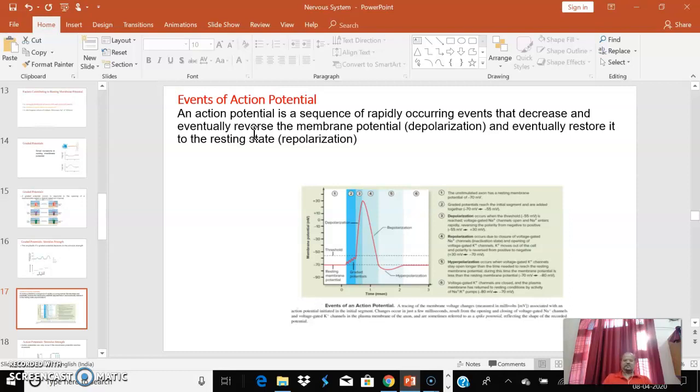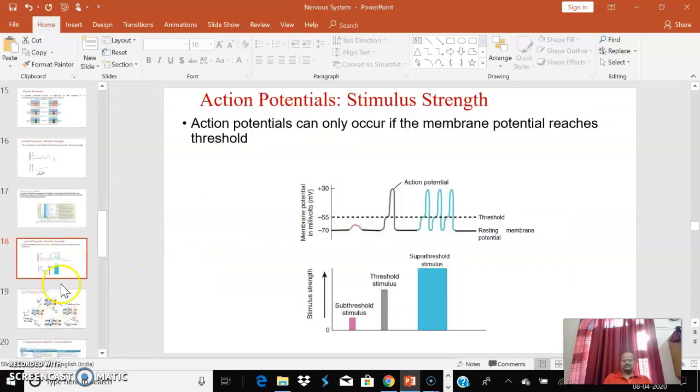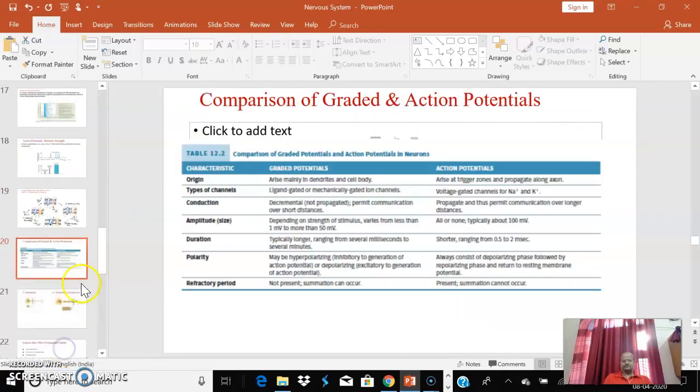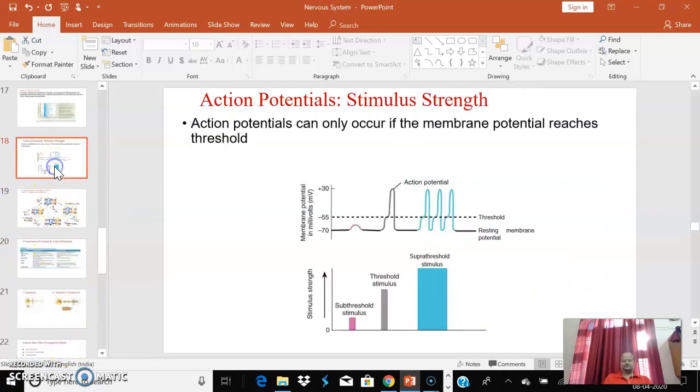If it is able to bring the membrane to the threshold of 55 millivolts, the action potential occurs, or if it does not occur, that is a sub-threshold stimulus. Several action potentials in response to some stimulus is a suprathreshold.